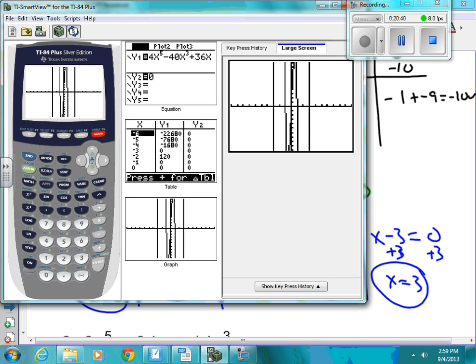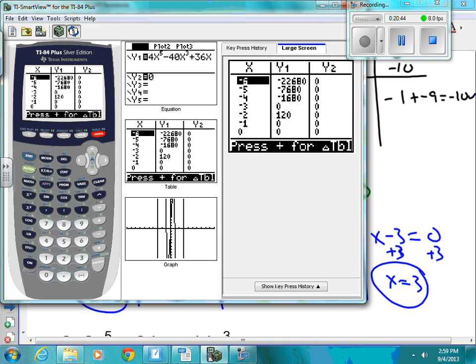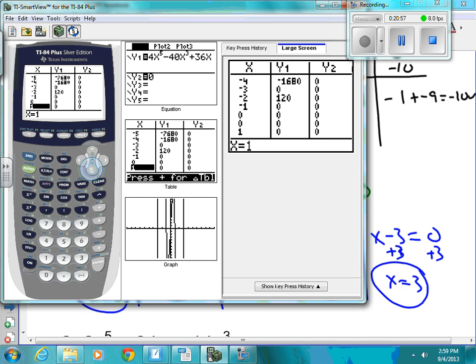So there's two ways we can look at it. We can go to the table. We can go to our inputs. And we can see at negative 3, we have a 0. At negative 1, we have 0 as an output. At 0, we have 0 as an output. At 1, we have 0 as an output. And at positive 3, we also have a 0. So that's one way to check.